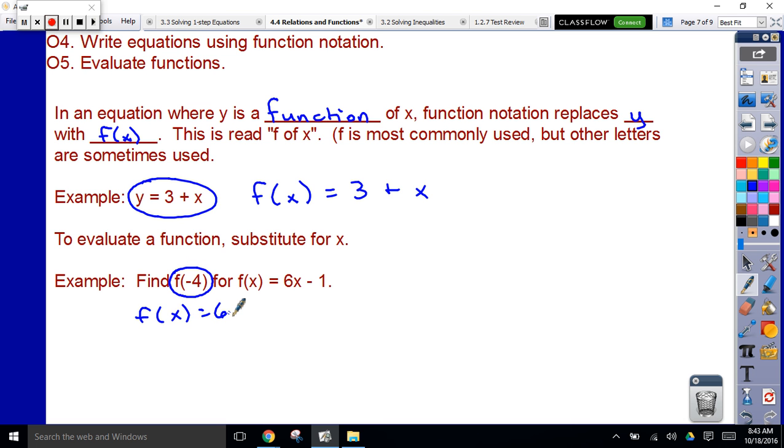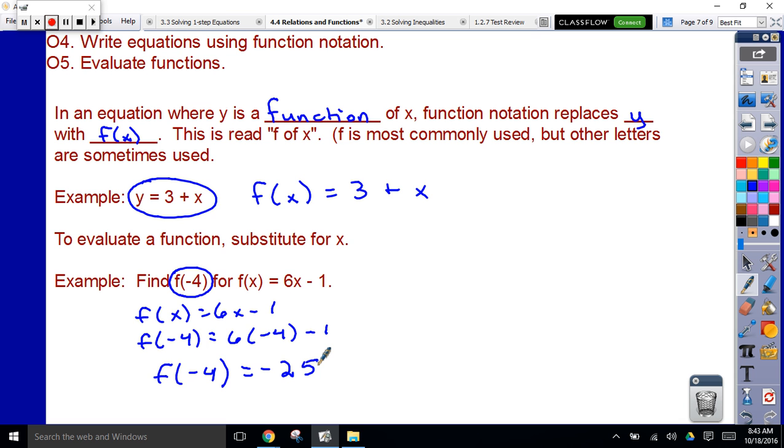So we have f of x equals 6x minus 1. So f of negative 4 is just 6 times negative 4 minus 1. And we don't do anything over here. We just leave this as f of negative 4. And then we solve the other side of the equation. So 6 times negative 4 is negative 24. Negative 24 minus 1 is negative 25. Okay, any questions about that?